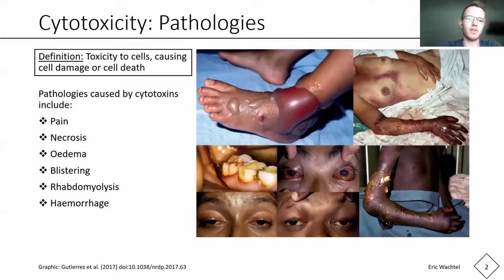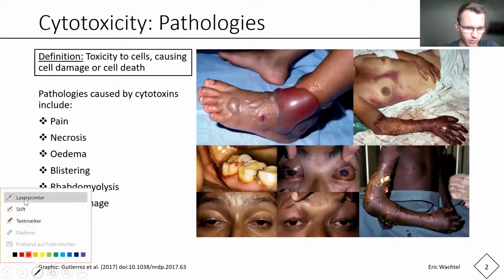So first, cytotoxicity. Basically the definition is toxicity to cells, causing cell damage or cell death. And this leads to a variety of pathologies, including pain, necrosis, edema, blistering, rhabdomyolysis, hemorrhage. And some examples we can see here.